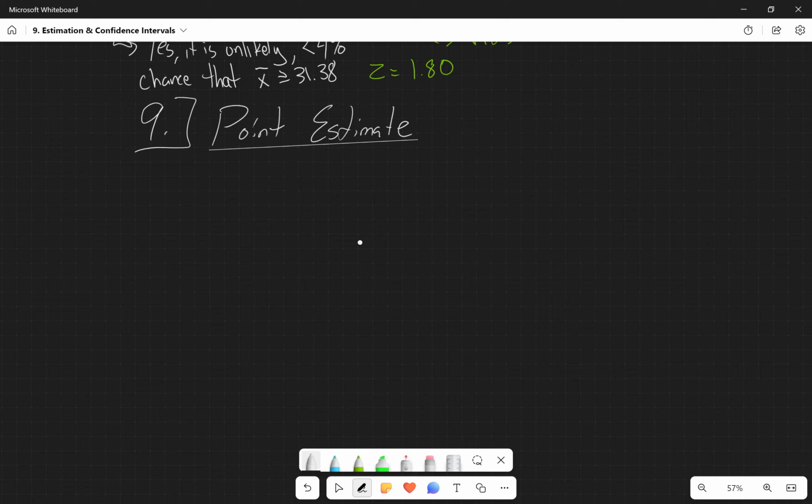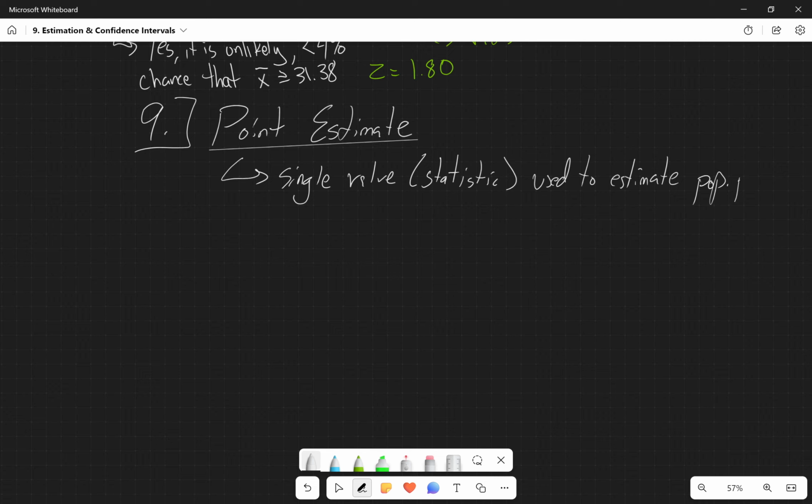So now we're going to jump into chapter 9 and talk about a point estimate. A point estimate is a single value, also known as a statistic, used to estimate a population parameter.